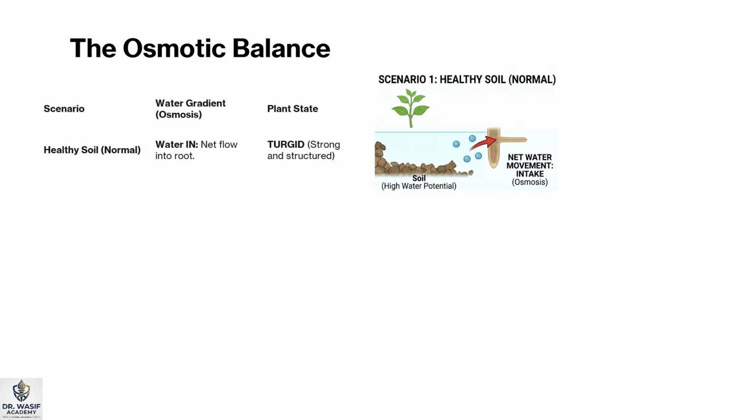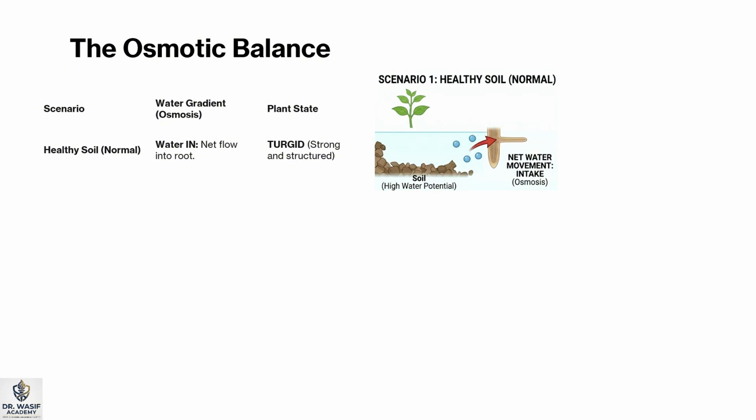To wrap up our study of plant water movement, let's look at three real-world scenarios. This table is a perfect summary because it connects the soil condition to the water potential and ultimately the survival of the plant.